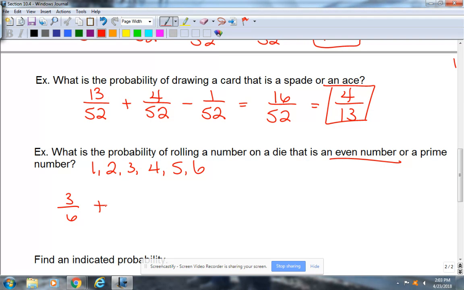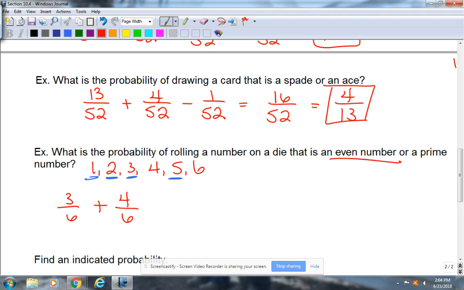Plus, how many numbers are prime? Well, prime numbers mean the only numbers that go into them are 1 and themselves, right? So, is 1 prime? Yep. Is 2 prime? Mm-hmm. Is 3? Yep. Is 4? No. Is 5? Yes. Is 6? No. So 4 out of 6 on a die are prime.